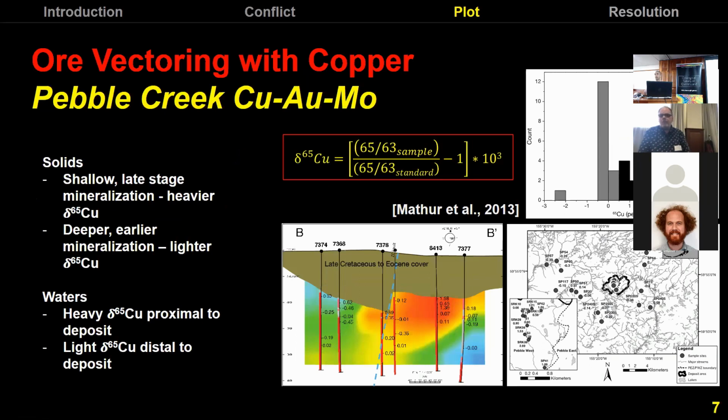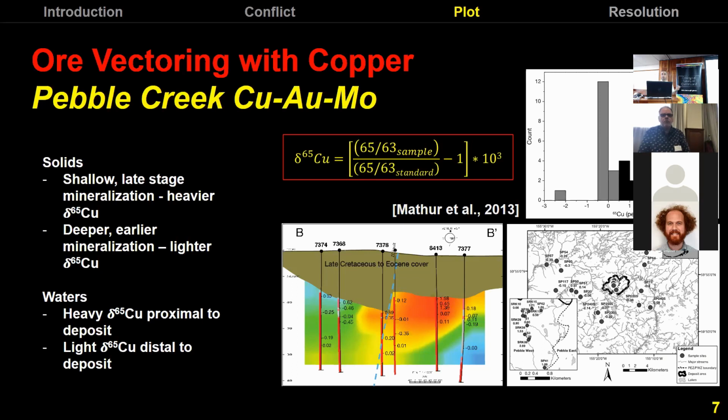Okay, so how does it actually work if you want to use copper isotopes as a vectoring tool? The general idea here, and just in case, I should circle back really quickly. When we're looking at isotope ratios, it's usually the heavier isotope of an element over the lighter isotope, and then that is put against the baseline, a reference material that we use as our zero value. And then from there, everything is held relative.